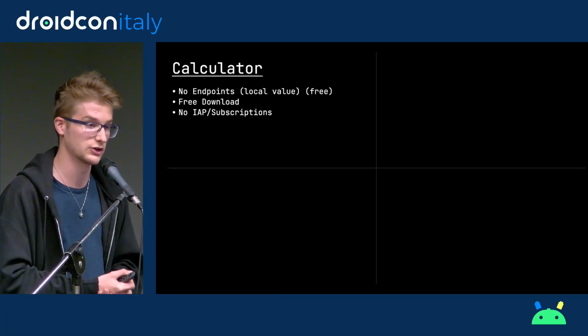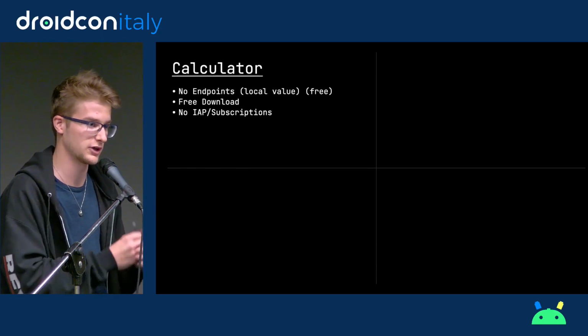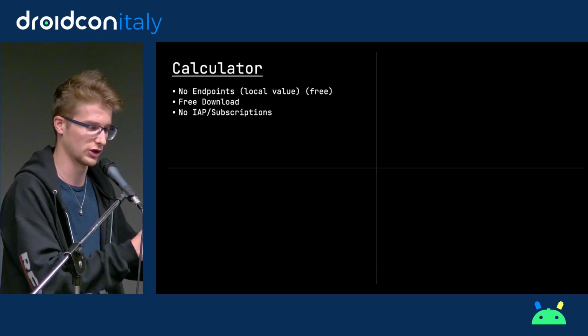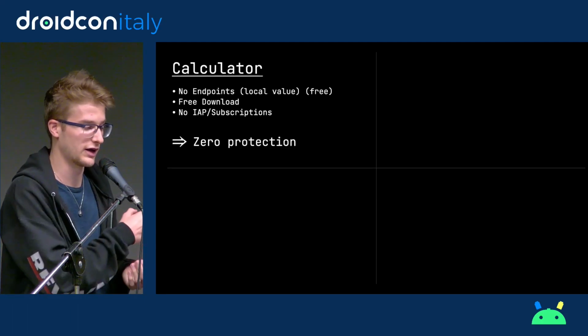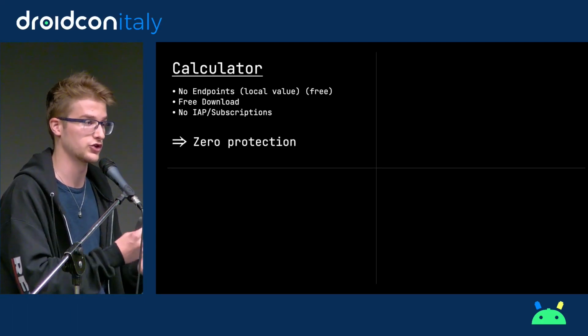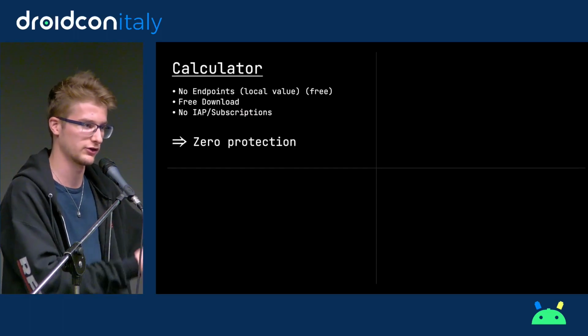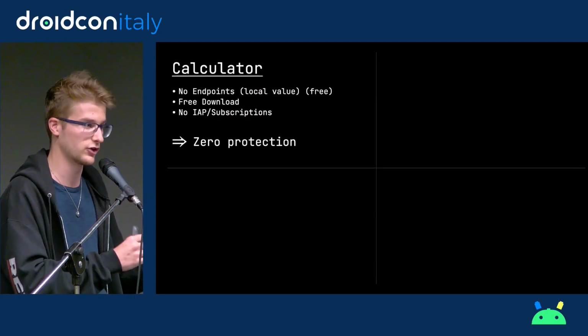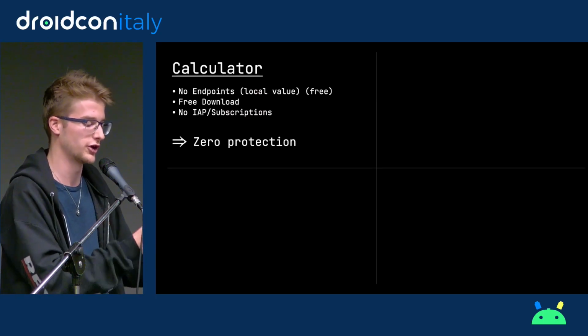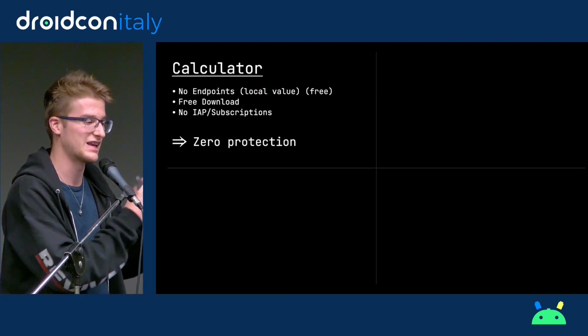I thought about a calculator, so just offline software. Calculator doesn't do anything, just a normal calculator. This is actually a perfect scenario for zero protection. It doesn't need protection because it doesn't have value. It doesn't interact with backend services. It doesn't have any interaction with the Google Play. It's just offline software, does your thing. It's beautiful. You wrote it. It's free. It doesn't need any protection layer.